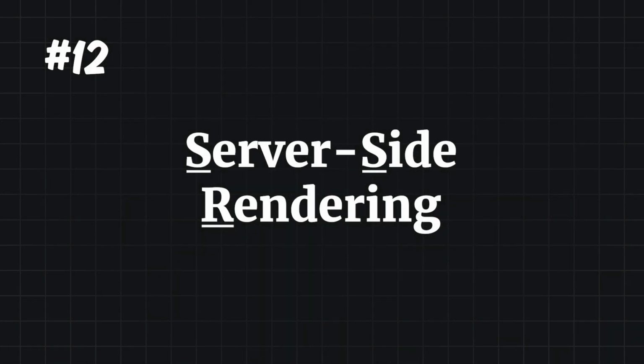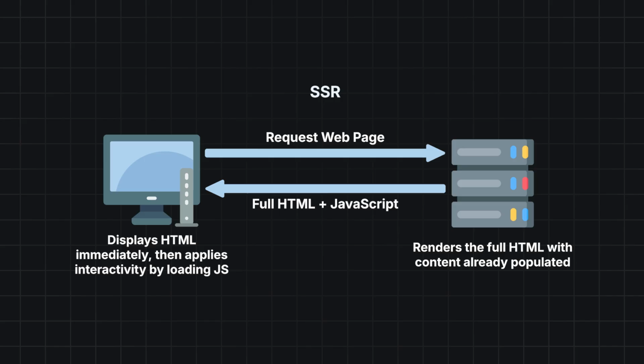SSR, or server-side rendering, involves rendering your application's HTML on the server and sending the fully pre-rendered page to the browser. This improves performance and SEO because content is visible before JavaScript even kicks in.